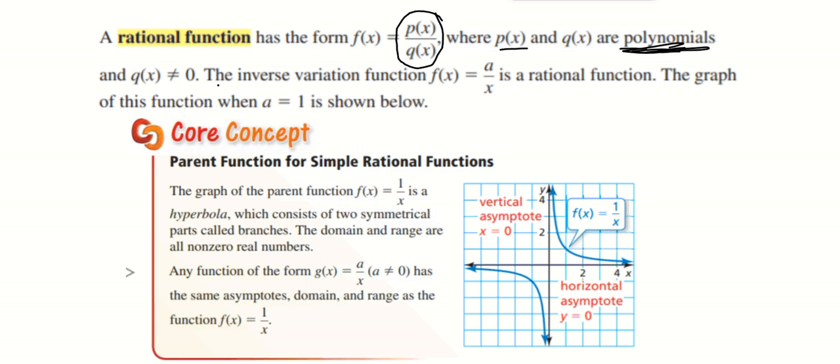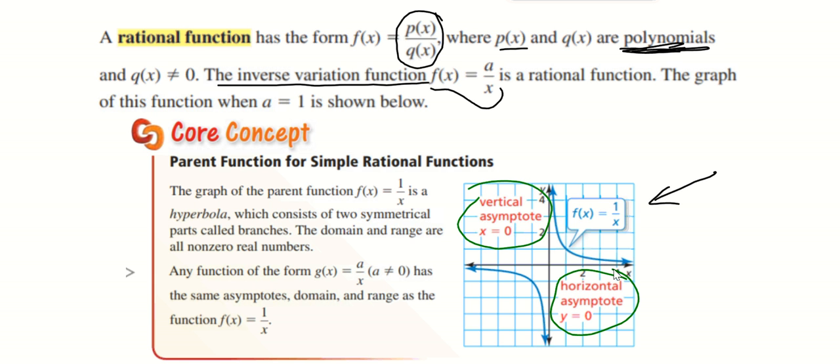The most basic one is the inverse variation function, where you have f of x equals some constant a over x. So you might have a function like 1 over x or 2 over x or 3 over x. And so when we look at these functions, they have unique graphs. The graphs, you should note, have vertical asymptotes and horizontal asymptotes. Okay. And so those are the rational functions that we will be looking at today. Our main goal is to be able to multiply and divide them today.